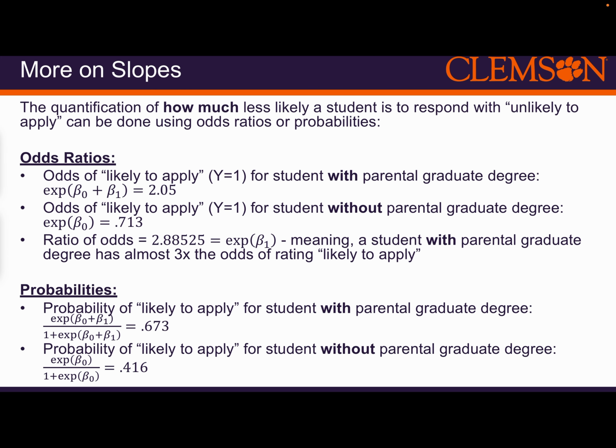Now, the quantification of how much more likely a student is to respond with likely to apply can be done using odds ratios or probabilities. We could have taken the odds ratio of likely to apply for a student with a parental degree versus a student without a parental degree, and we could see their ratio. Their ratio happens to be 2.88, meaning a student with a parental degree has almost 3 times the odds of rating likely to apply. Odds ratios show up a lot in medical studies. You can see this when it comes to drug trials, other places as well.